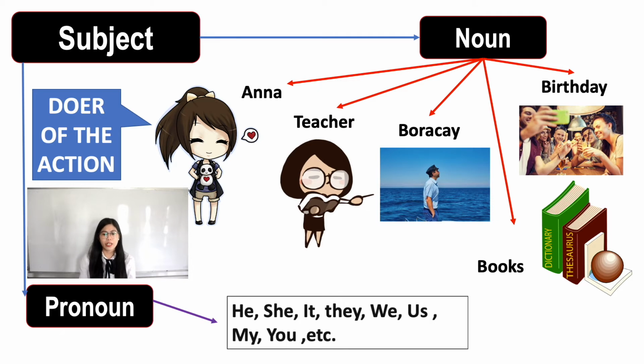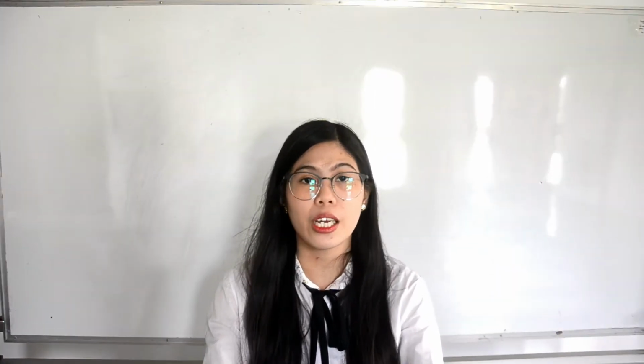Then a noun is a name of a person, place, thing, events, or ideas. Example, name of a person, Anna, Teacher. Name of a place, Boracay. Name of a thing, books. Name of an event, birthday. So those are nouns. On the other hand, pronoun is used to replace a noun. Example, he, she, it, they, we, us, mine, you, and so on.